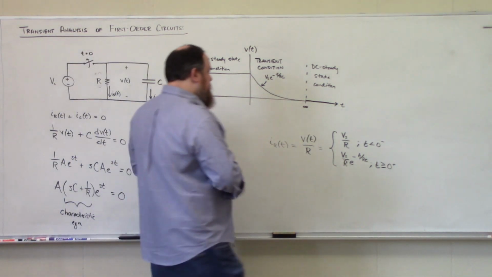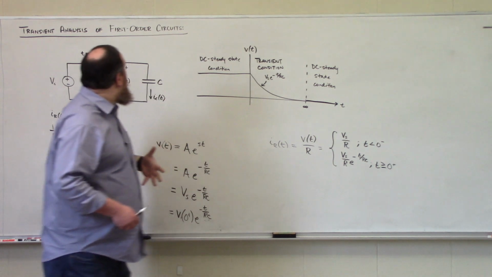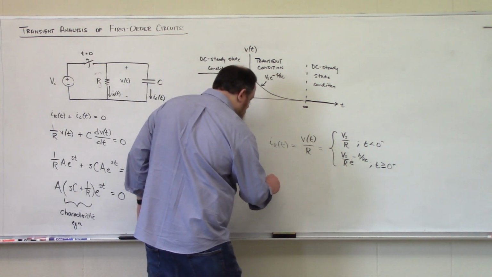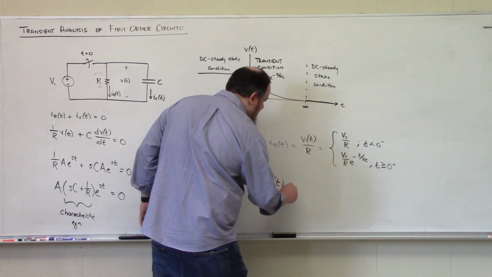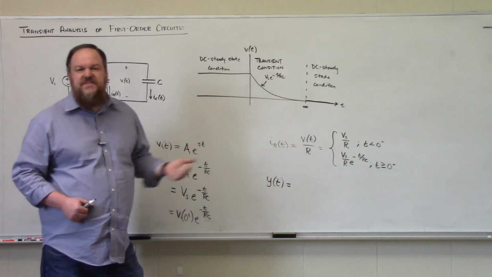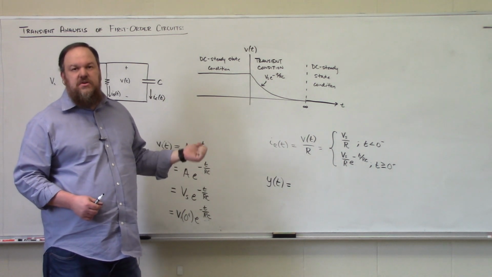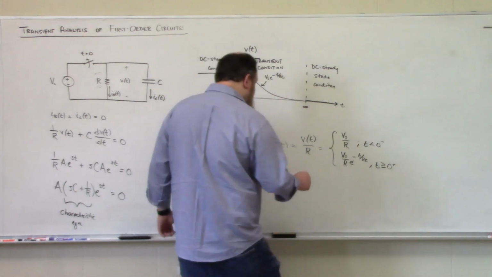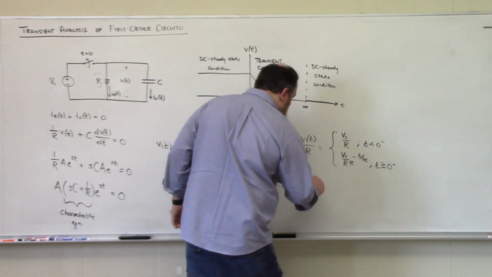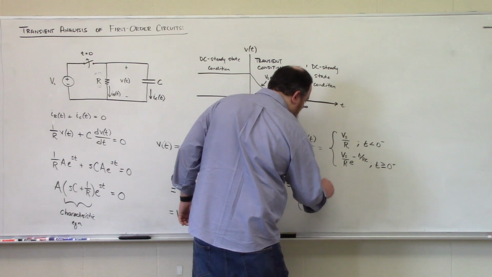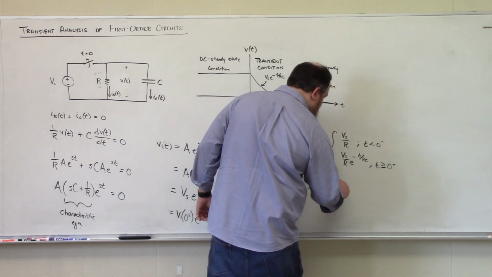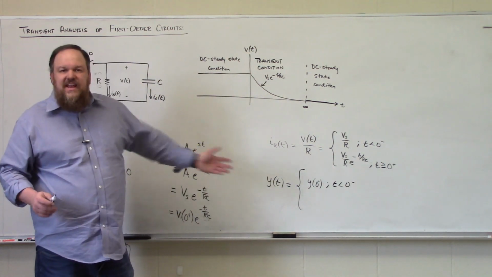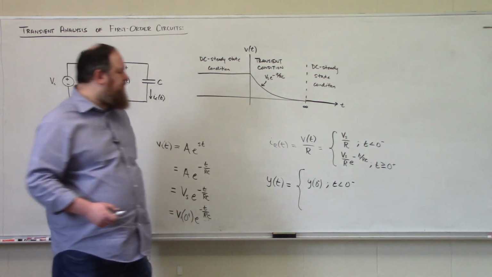So we can say generically for our first order RC circuits, y of t, where y of t represents any resistor voltage or current and any capacitor voltage or current, will be of the form y at 0 minus for t less than 0 minus. So at DC steady state, it has a constant value.